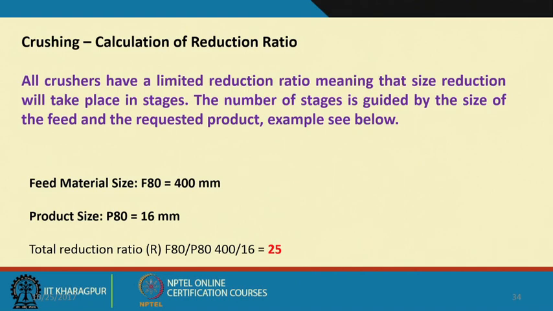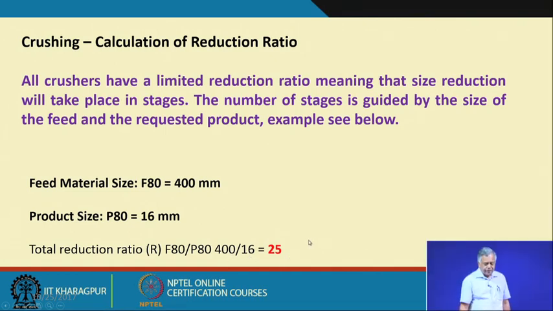So, how many stages do we require? Then we will come back to what crusher selection we have already discussed. Here, what is the reduction ratio we are looking for? That is F80 by P80. So, the total reduction ratio we are looking for is F80, that is 400 millimeter, by P80, that is 16 millimeter. That is 400 by 16, which is equal to 25. So, we are aiming for a reduction ratio of 25.